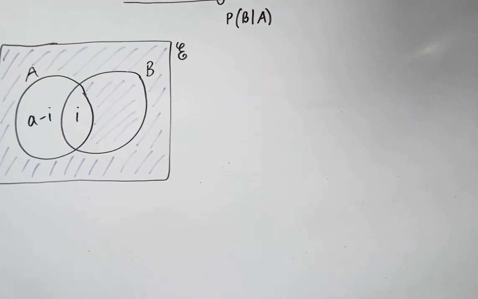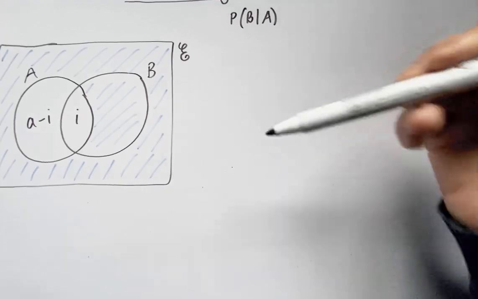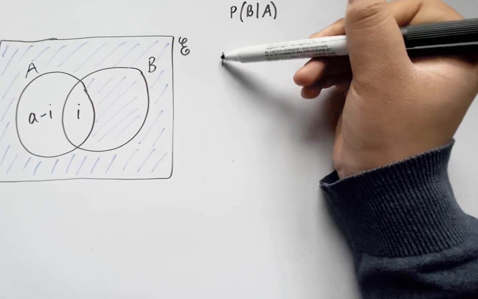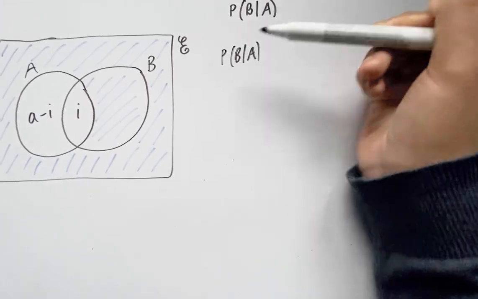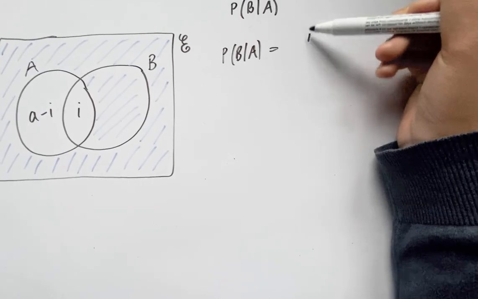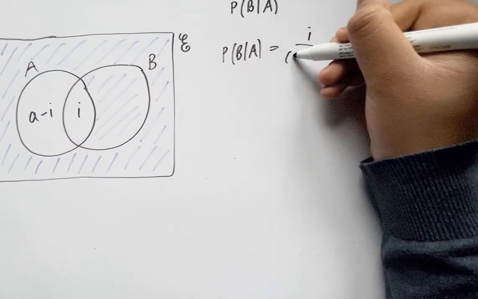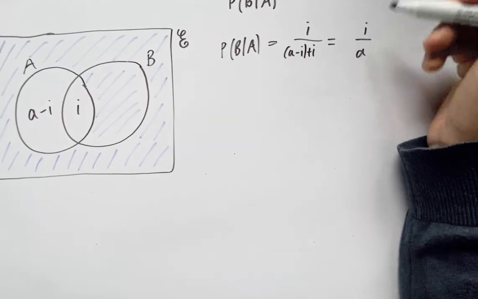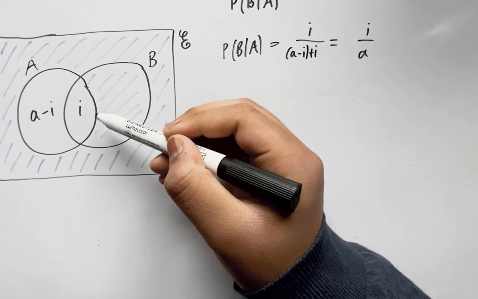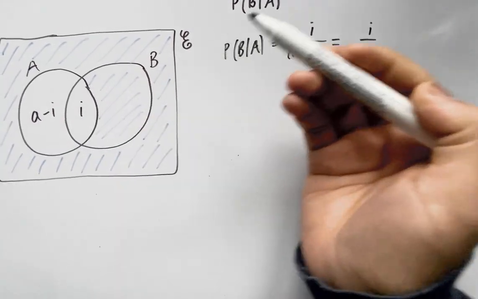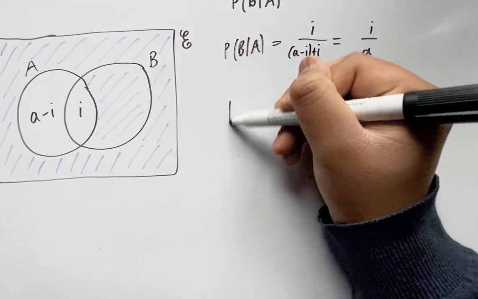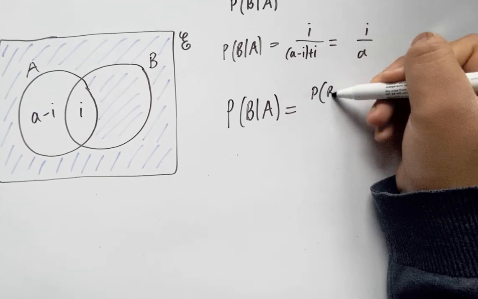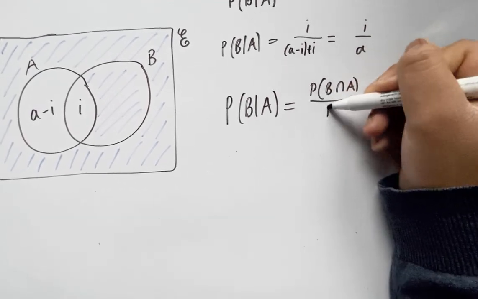There is another formula to find the probability of B given A already occurs. As A has already occurred, we restrict the sample space to only where A already occurs, and so this means the probability of B given A will be the part where B also happens, which will be I, over the total, which is A minus I plus I, or in other words, just I over A. And as the probability of B and A is equal to I, and the probability of A is just equal to A, that means that the probability of B given A is equal to the probability of B and A over the probability of A.